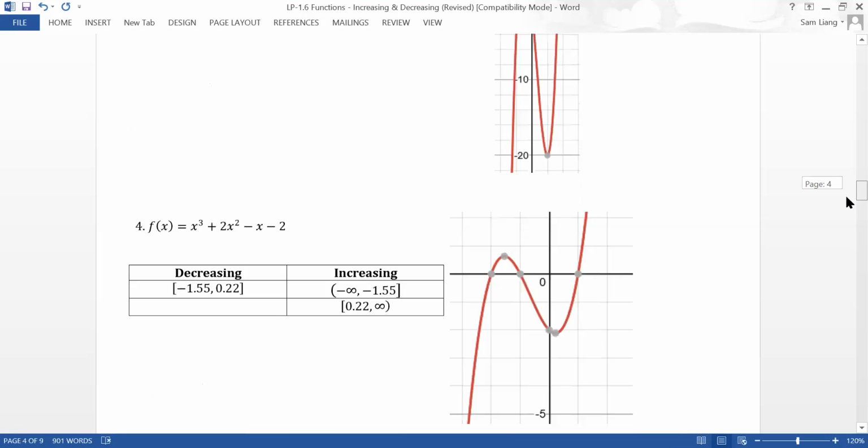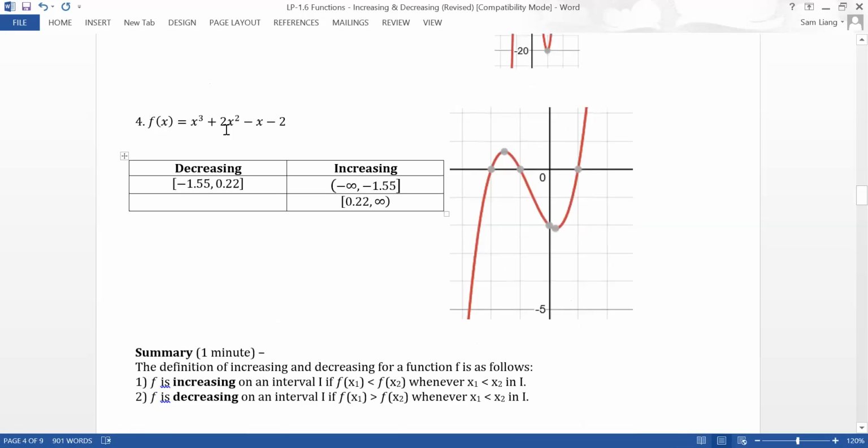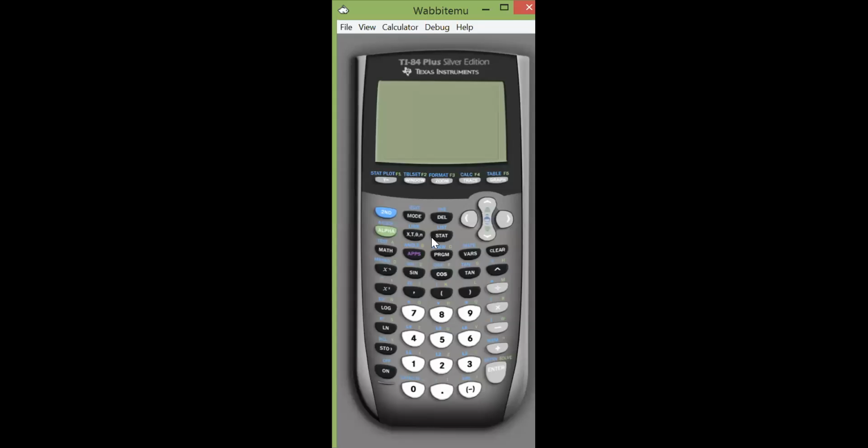Okay, question 4. So that's x cubed plus 2x squared minus x minus 2. And as you can see, this is not easily identifiable from the graph. With Desmos, they do it for you, but if you just have the graph, it's in decimal, so you have to identify that. So let me show you the graphing calculator way to do that.